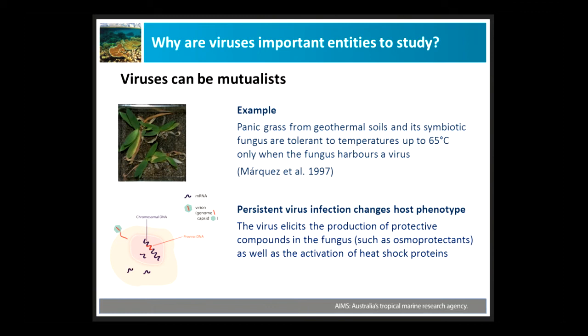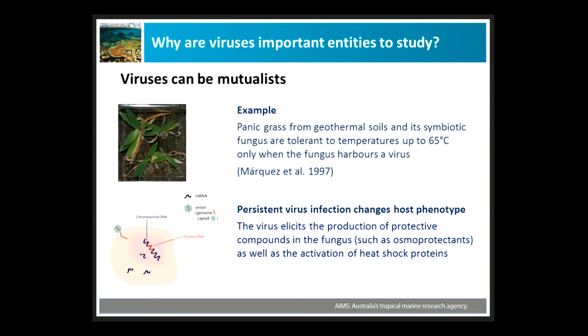Most people think of viruses as things that are bad for you, that are pathogens, and many viruses are pathogens. But what many people don't know is that some viruses are true mutualists. And again, I'll give you an example here, and this example comes from this species of panic grass, which lives in Yellowstone National Park geothermal soils. The grass lives in symbiosis with a fungus, and the fungus harbors a virus. Now, if you rid the fungus of the virus, the grass loses its thermal tolerance.